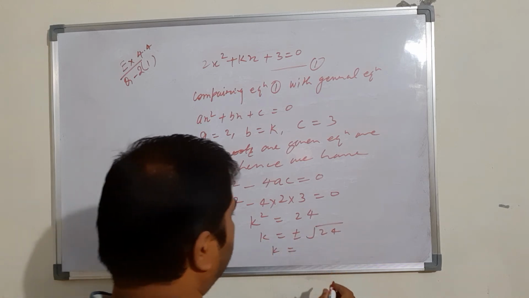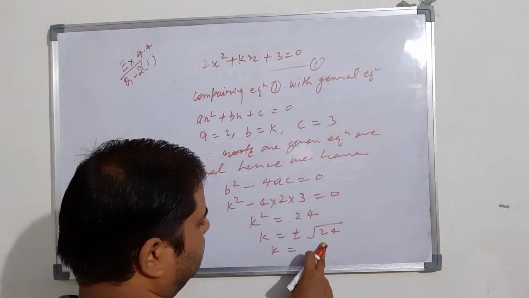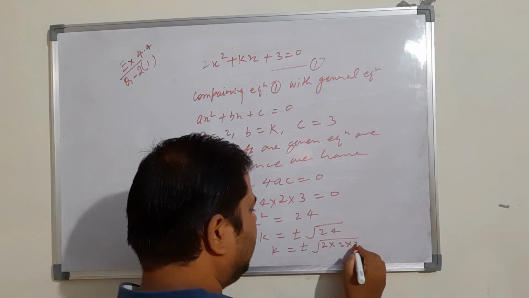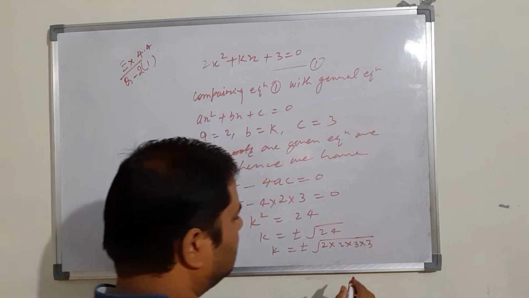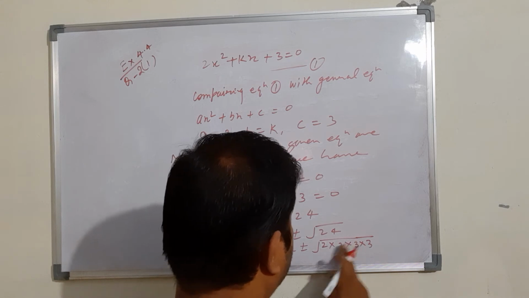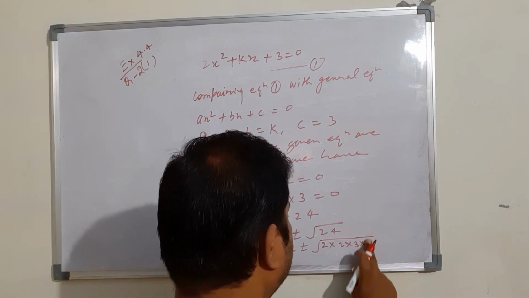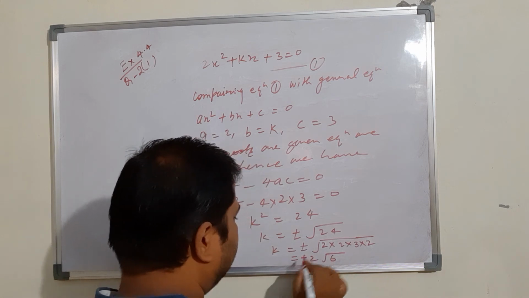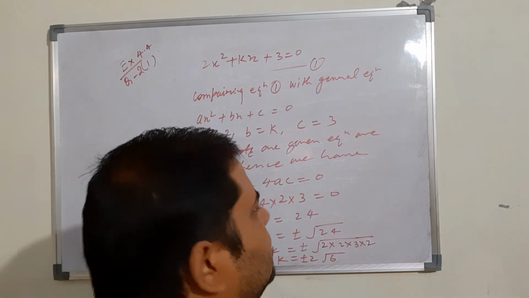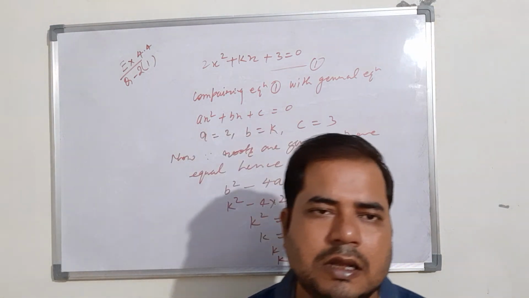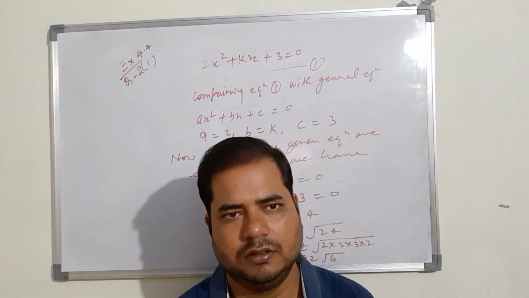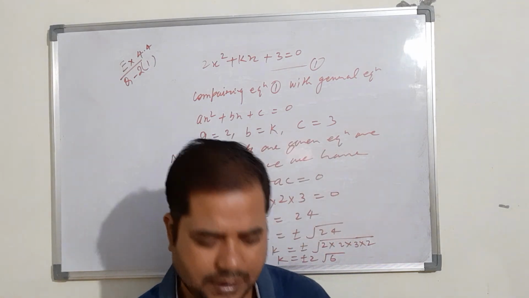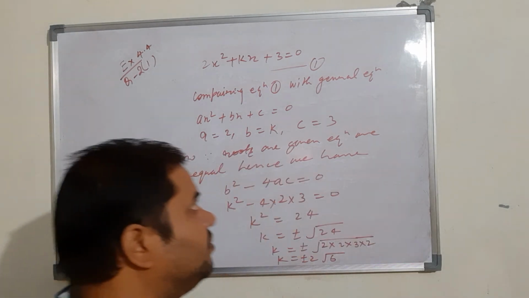So k is equal to plus minus 2 root 6, since 24 is 4 into 6. This is the value of k for which the roots are equal. Okay. Now we have to see the second part of this question.